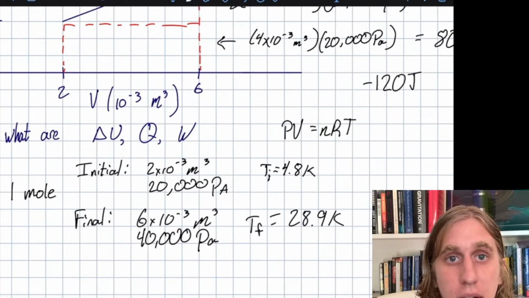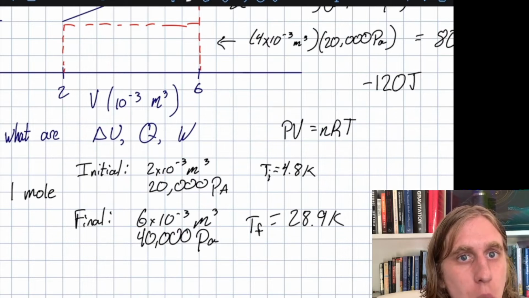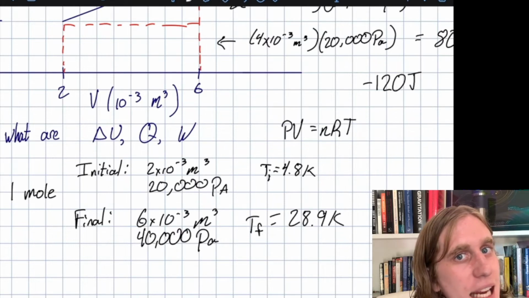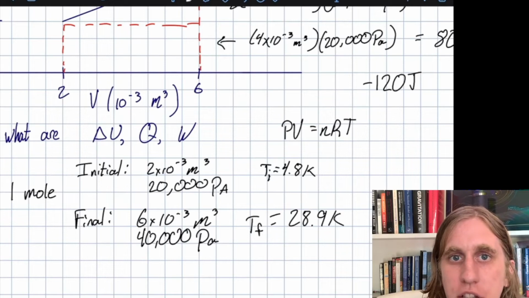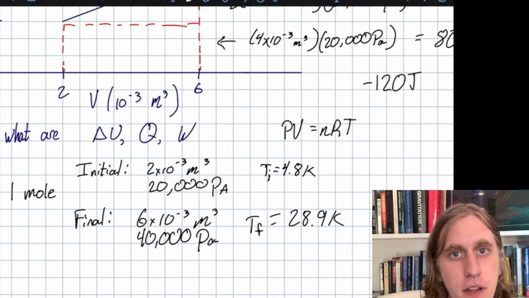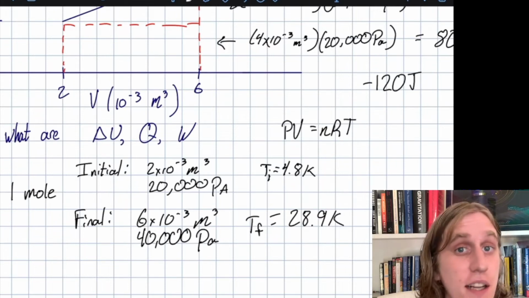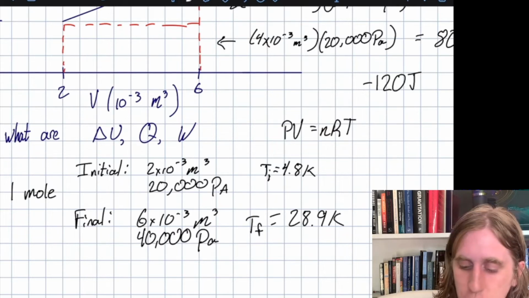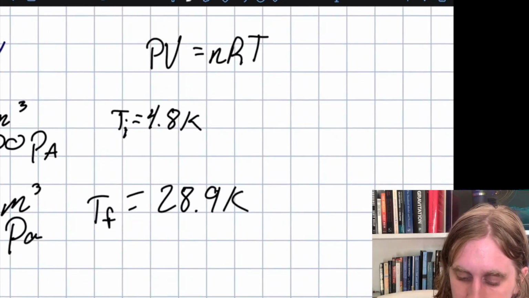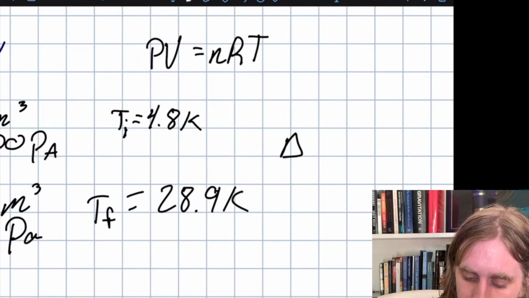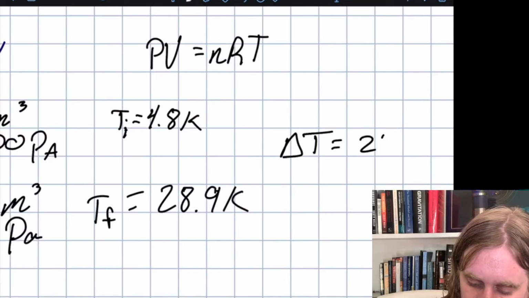28.9 Kelvin. Now, a key thing to note here is that the ideal gas law always works in Kelvin. In the past, we talked about changes in temperature, and it didn't matter if we used Celsius or Kelvin. But when we're talking about the actual temperature, like we are in this case, then you're going to be using Kelvin. So our change in temperature is just 24.1 Kelvin.